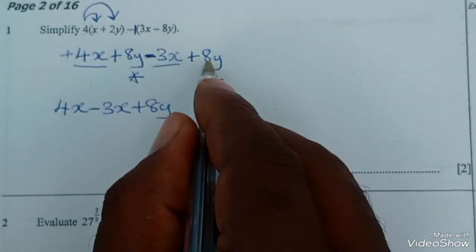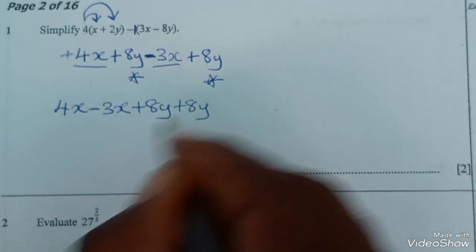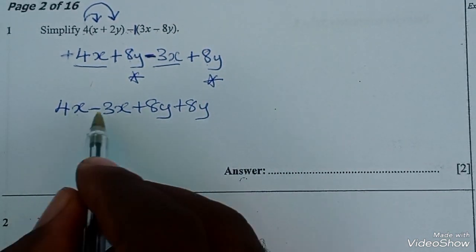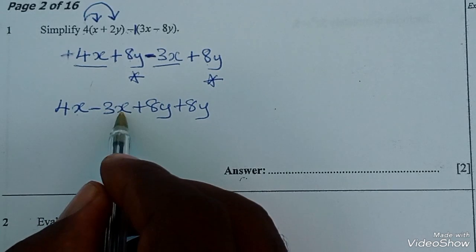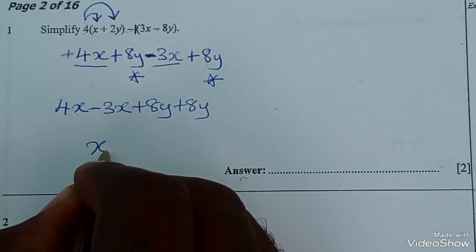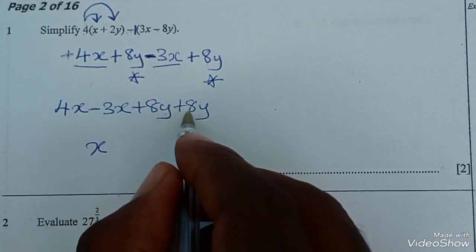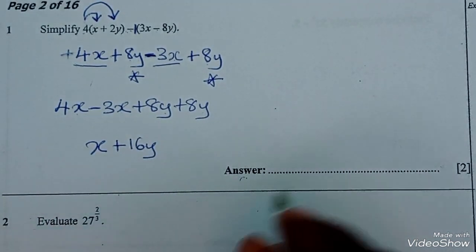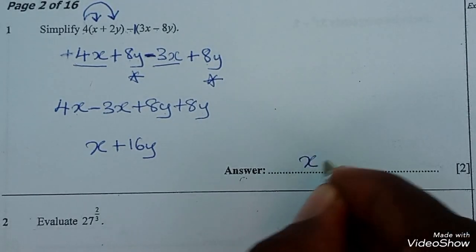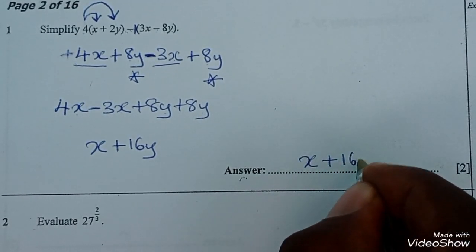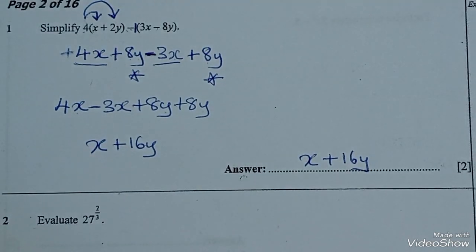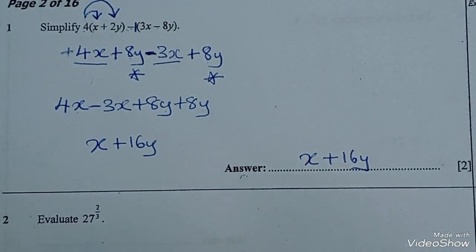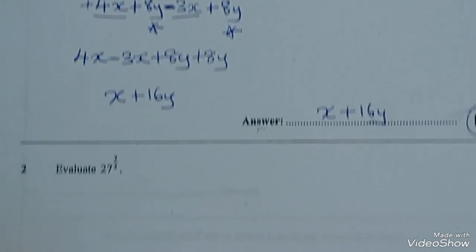8y plus 8y. So 4x minus 3x, we have x. 8y plus 8y, we have 16y. So the final answer is x plus 16y. So that is our final answer. So you have 2 marks. So question 2.